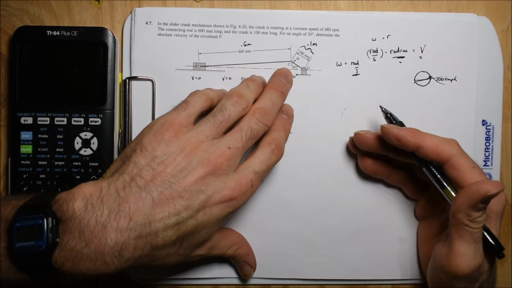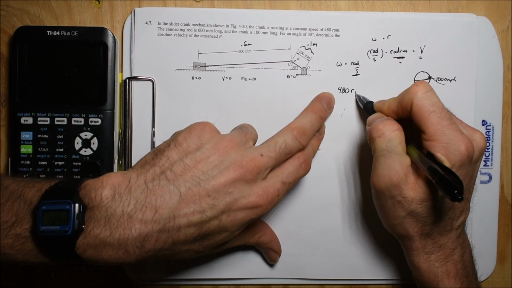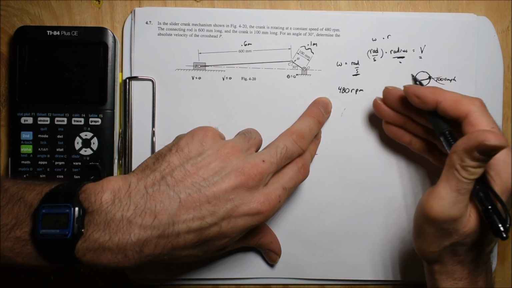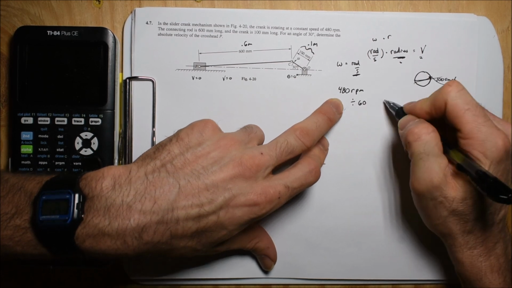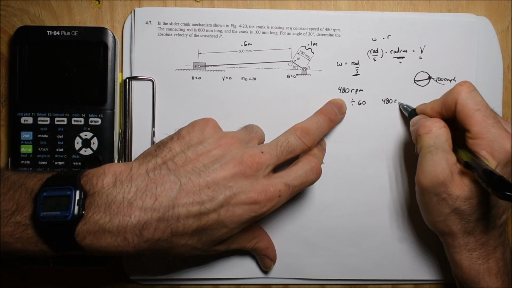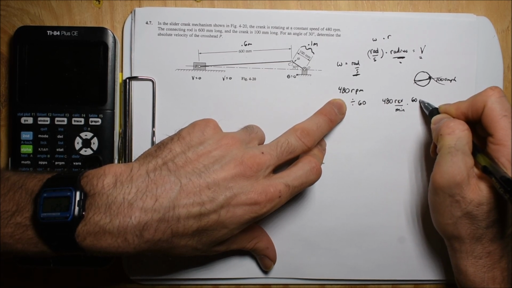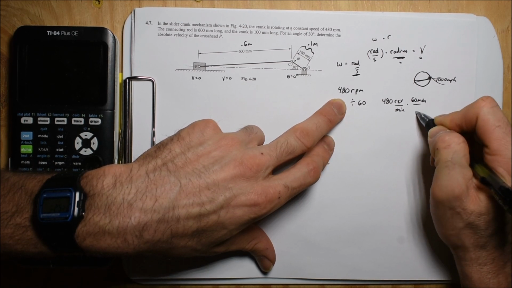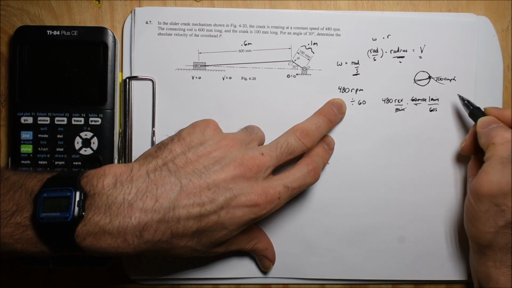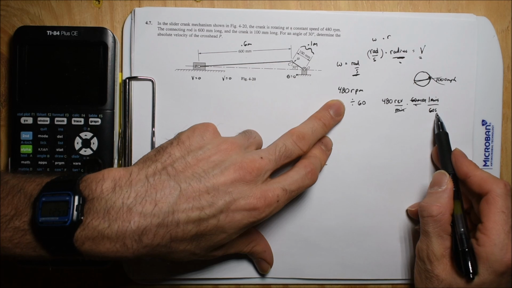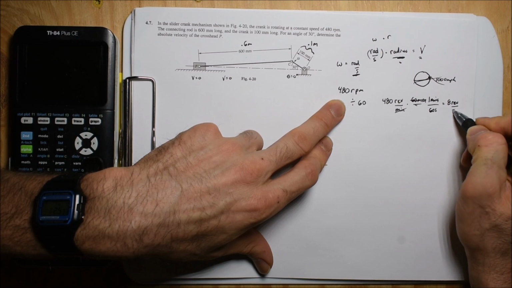Alright, let's get to it. We have to take 480 rounds per minute. How many rounds per second is that? I don't know if it's obvious, but you have to divide by 60. You could do 480 revolutions per minute, and then go 1 minute over 60 seconds. Minutes cancel, and now I'm going to have revolutions per second. That's 480 divided by 60, which is 8 revolutions per second.